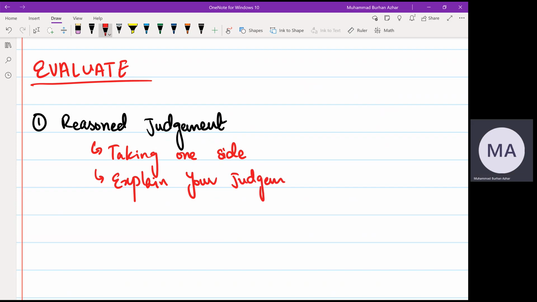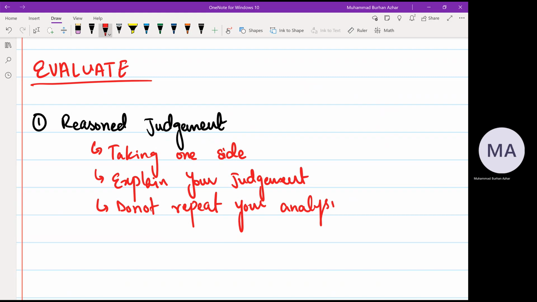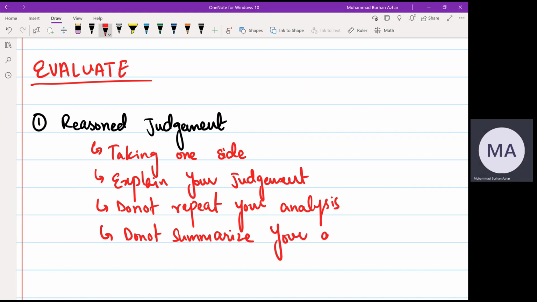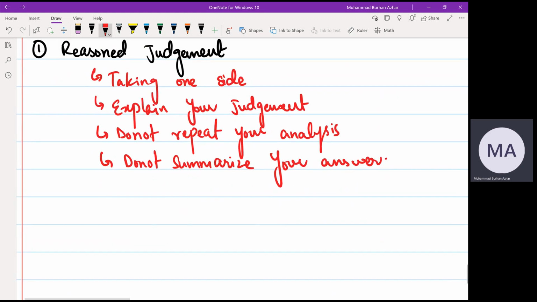And in explaining your judgment, keep one thing in mind कि जो आपने पहले उसके pros बताए हैं, do not repeat your analysis. That is something which I emphasize on, that you do not have to repeat your answer. At the end if you're taking a side of one thing, do not summarize your answer. So these are some of the things जो evaluation के अंदर you have to keep in mind.